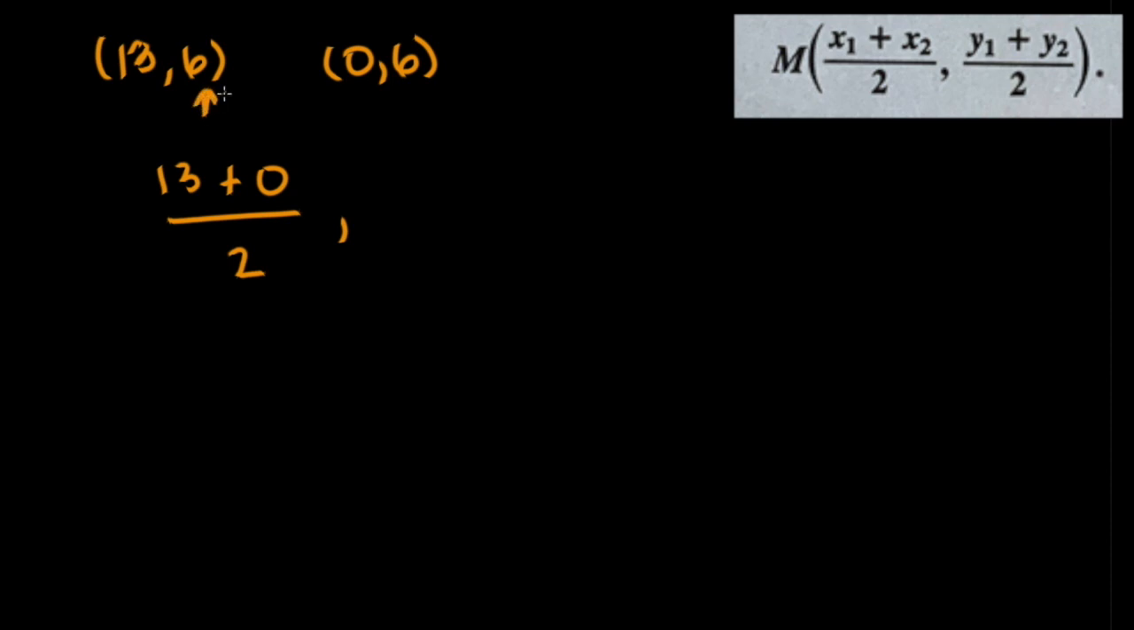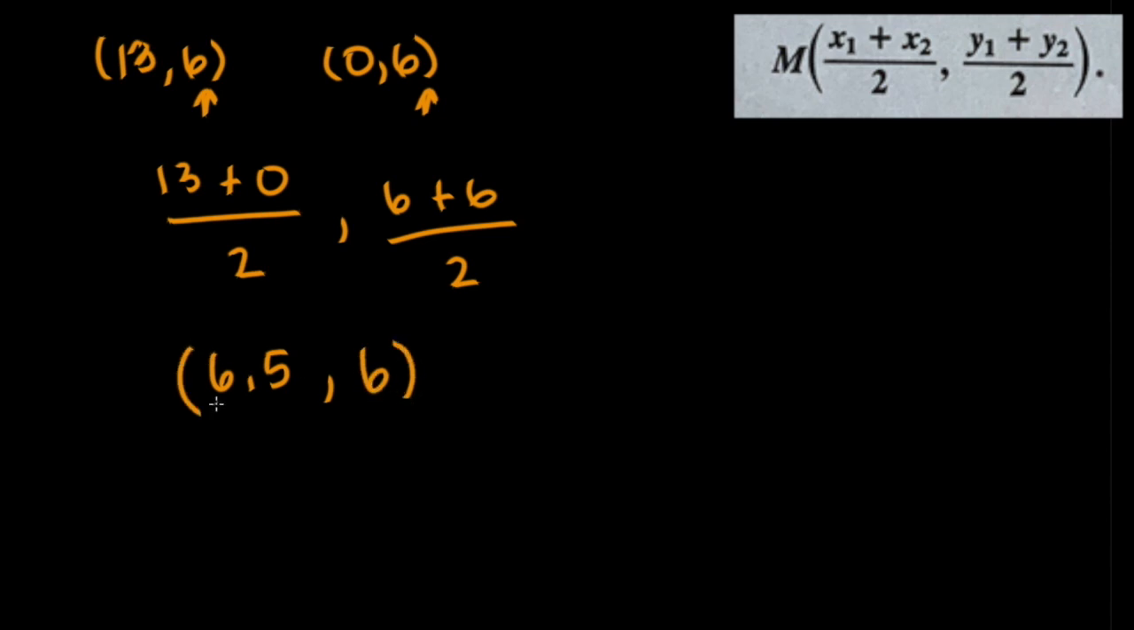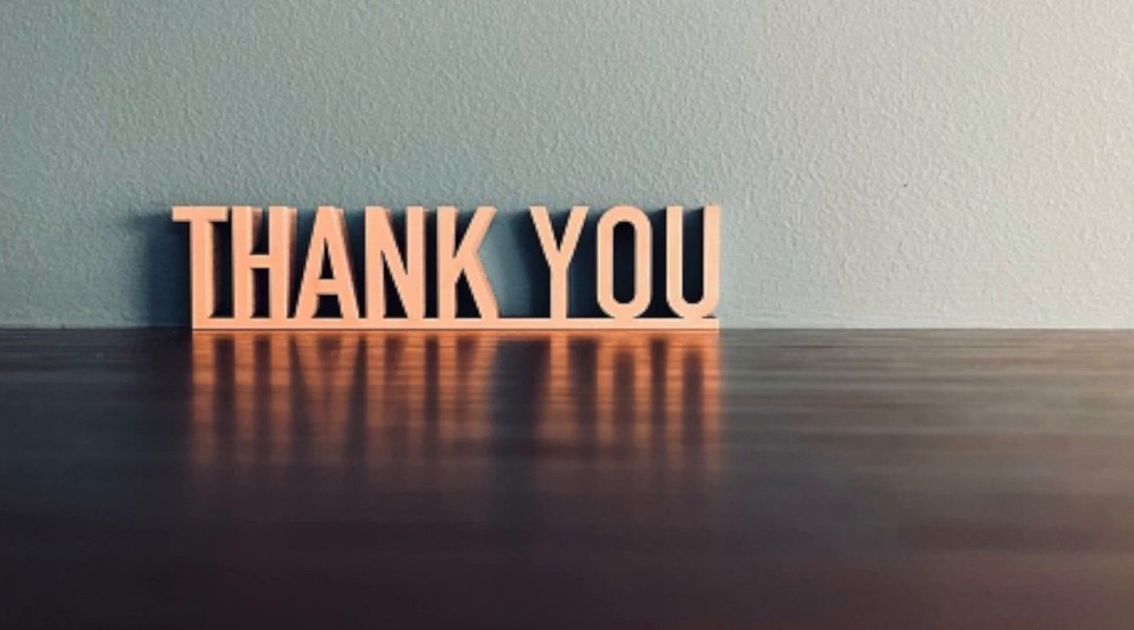Now for the y-coordinate. Our 2 y-coordinates are 6. So we are going to do 6 plus 6 and then divided by 2. 13 plus 0 divided by 2 equals 6.5. 6 plus 6 divided by 2 equals 6. So the midpoint of the line segment joining the points (13, 6) and (0, 6) is going to be (6.5, 6).